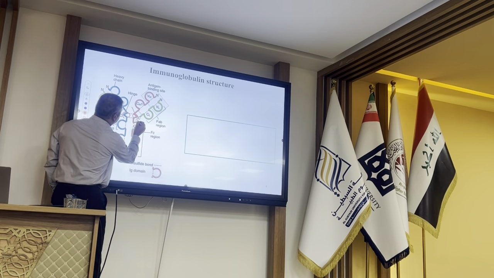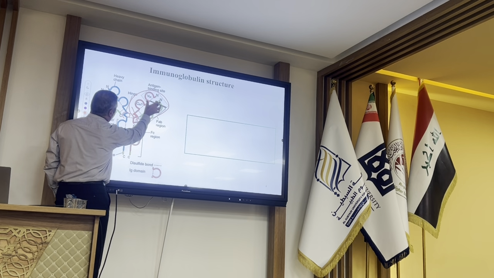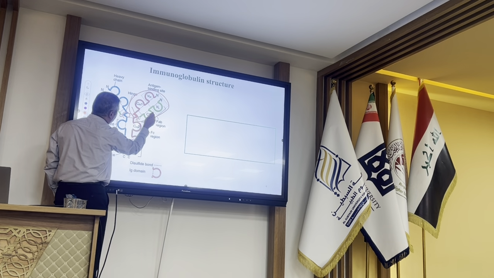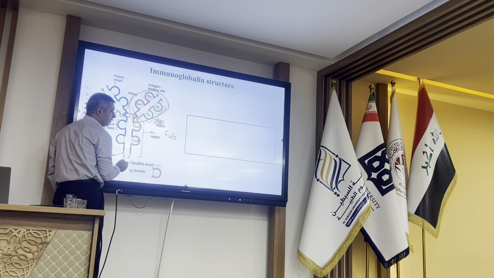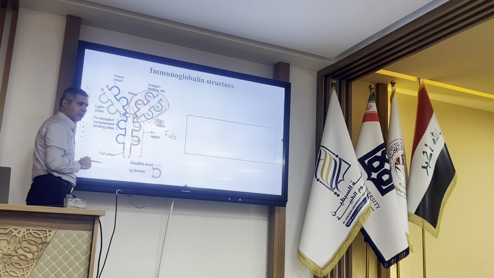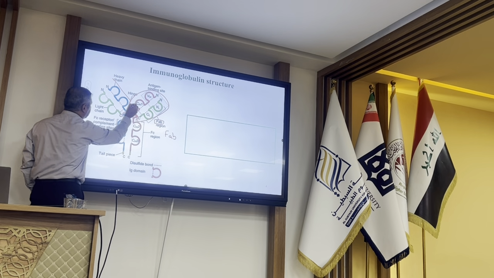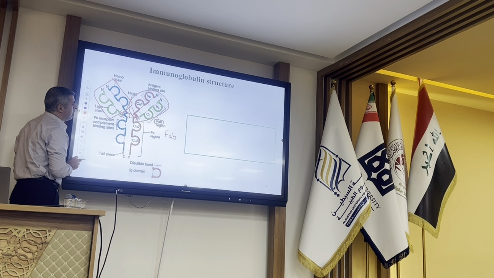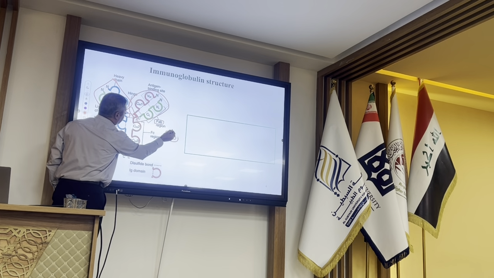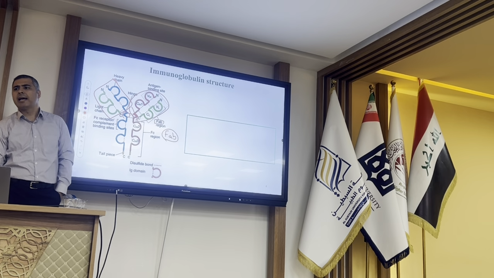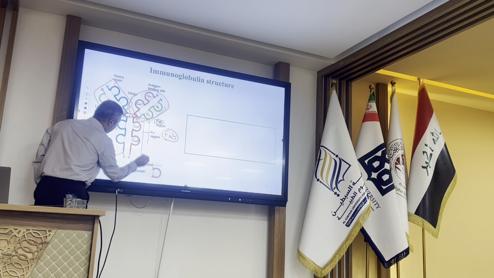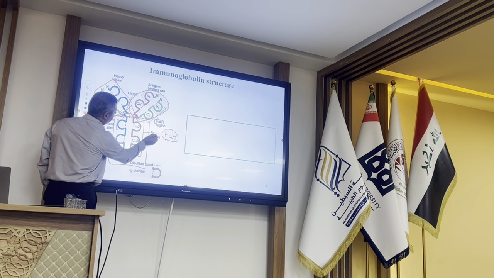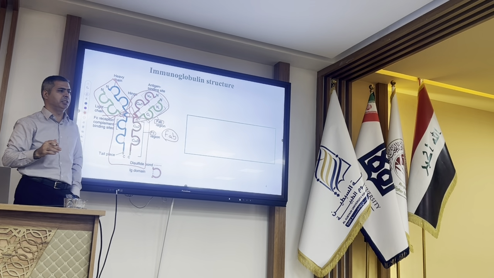Each arm of the antibody, which is composed of the antigen binding site and one constant domain, is called Fab, fragment of antigen binding. Okay, so one antibody has two arms that each one is called Fab. So one antibody has two Fabs. The rest of the antibody is called the Fc region. It's just a name, Fc region.